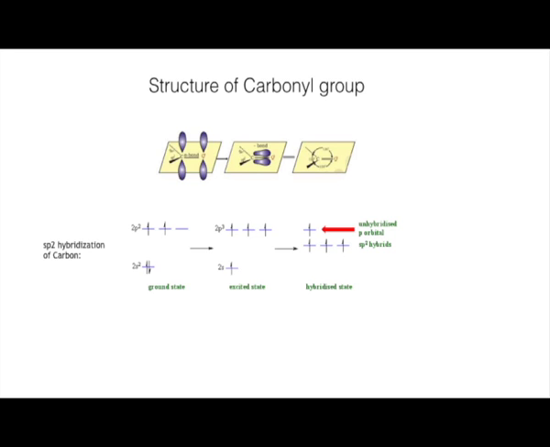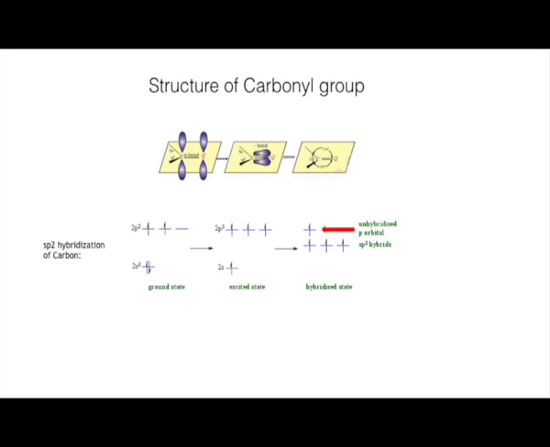So, as you can see, carbon is 2s2 2p2, and in the carbonyl group carbon is sp2 hybridized. In sp2 hybridization, in the ground state there are 2 s electrons and 2 p electrons, and in the excited state one electron jumps from the s orbital to the p orbital, and after that hybridization occurs. So, each sp2 orbital gets 1 electron and the unhybridized p orbital gets 1 electron.